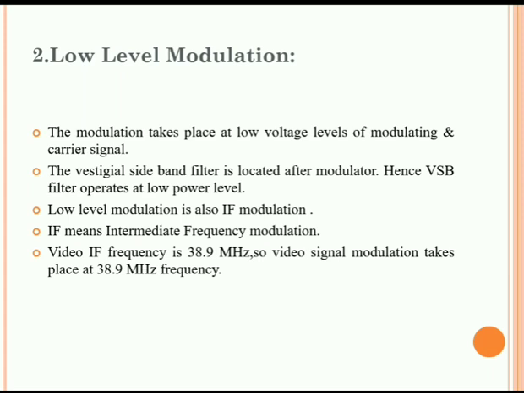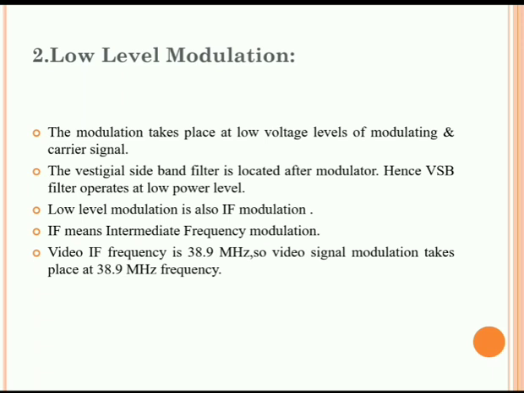Now let us see low level modulation. This is also a type of AM VSB, that is vestigial sideband amplitude modulation. In the low level modulation, this modulation takes place at low voltage levels of the modulating and carrier signal. It is exactly opposite to high level. In the high level, we increase the power of the signal to a very high level. In this low level modulation, we increase it to the intermediate level or low level power of the signal.